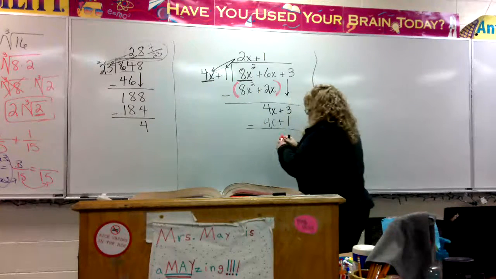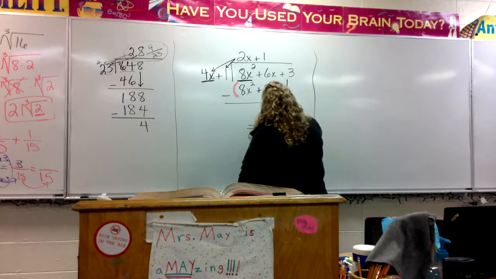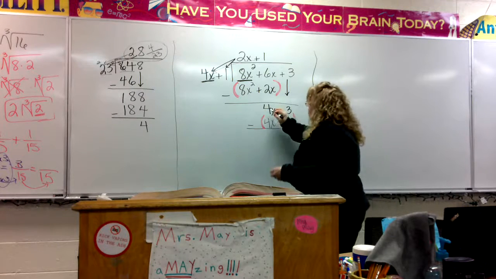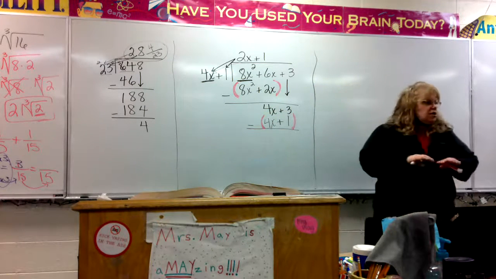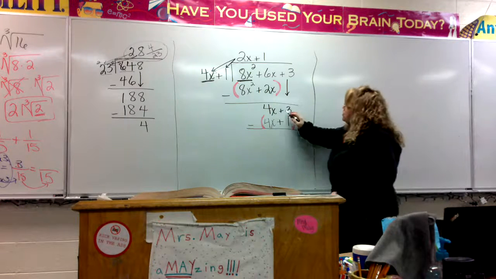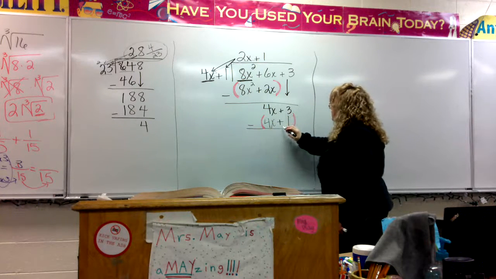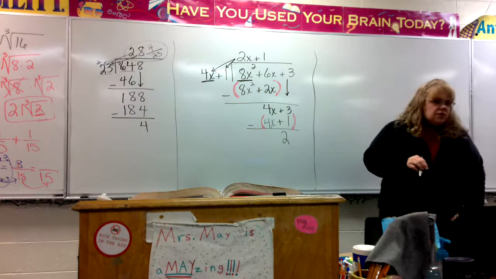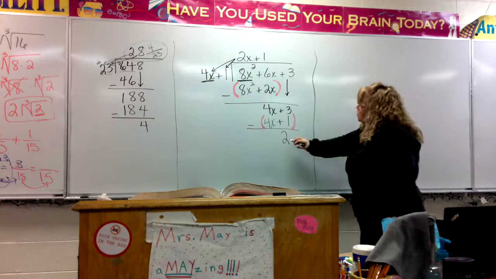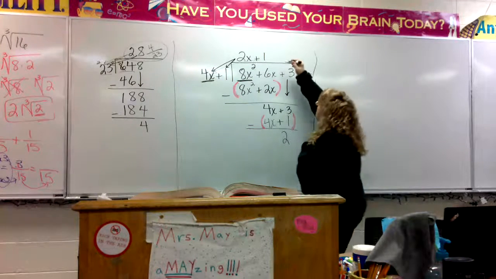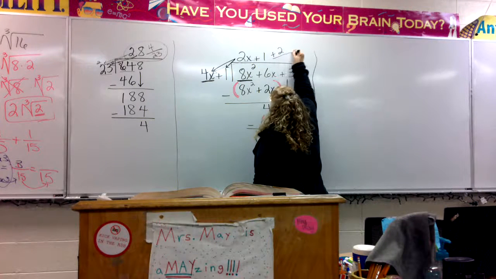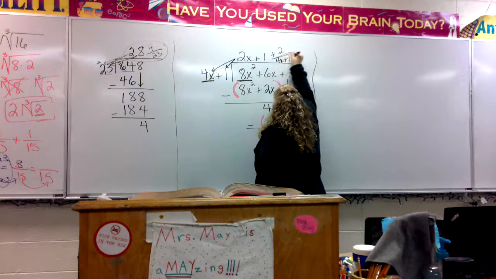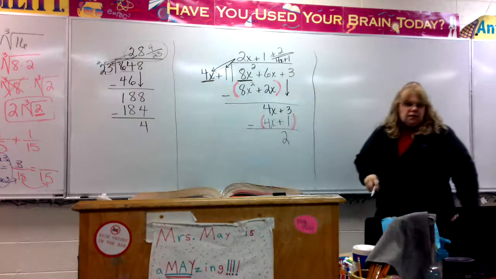Subtract. And remember, you are subtracting this whole thing. 4x take away 4x drops out. 3 take away 1, 2. And there's nothing else to bring down. So you're done. Here's what we're going to do with the remainder. This thing, it's a positive 2 over whatever we're dividing by. Remainder over whatever is out there.